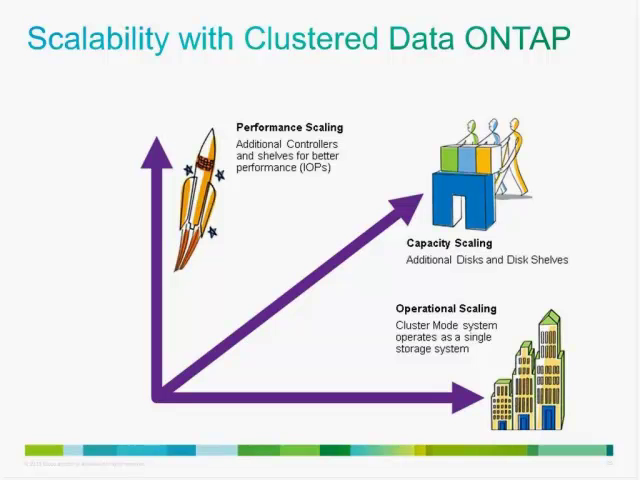You can have multiple HA pairs, and you'll see that in a second, which increases your scale. You can actually add more controllers and make them act as a single system. And when you add more controllers, definitely the IOPS goes up, so your performance actually increases.